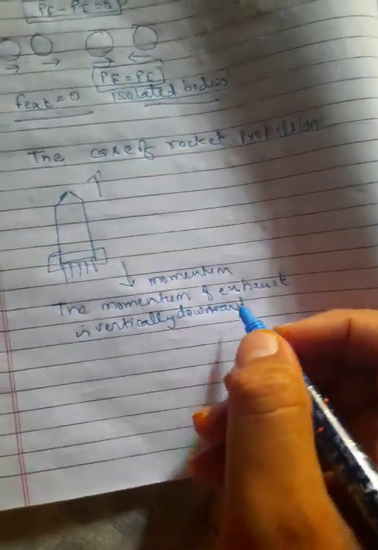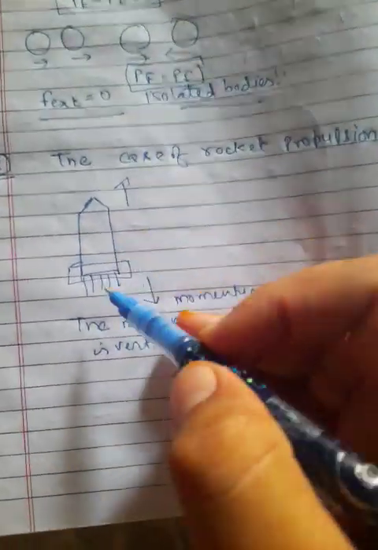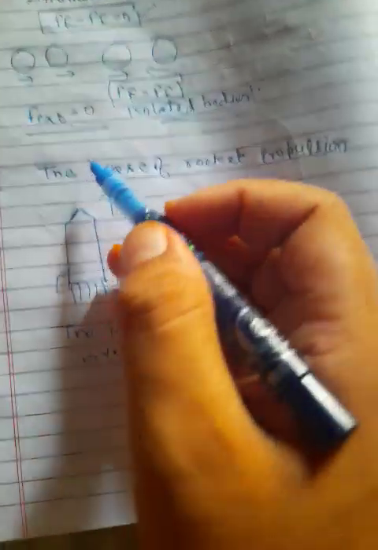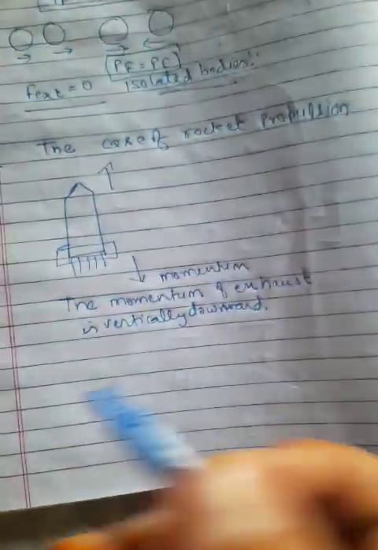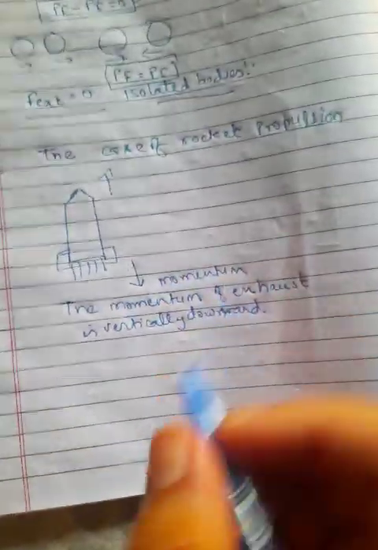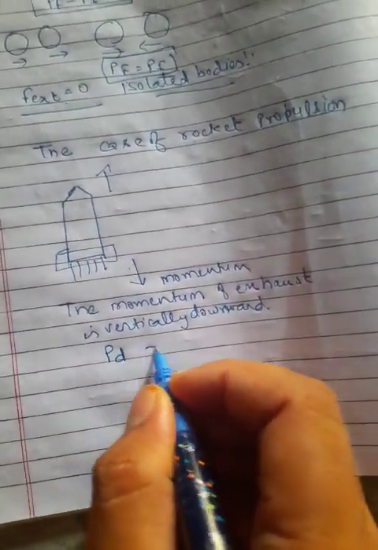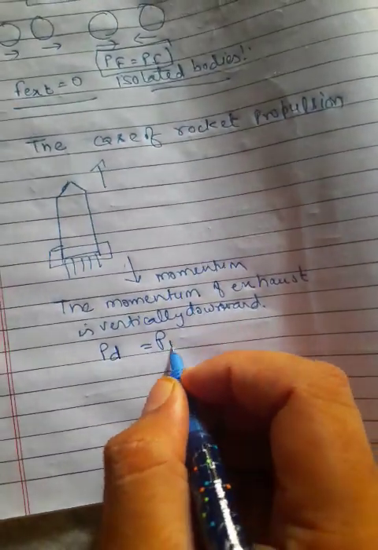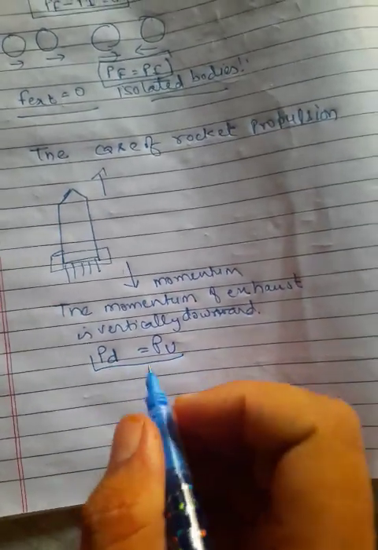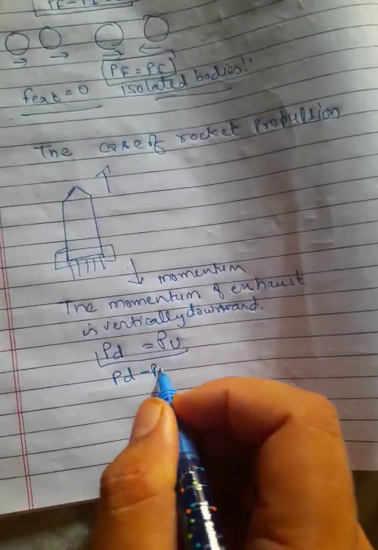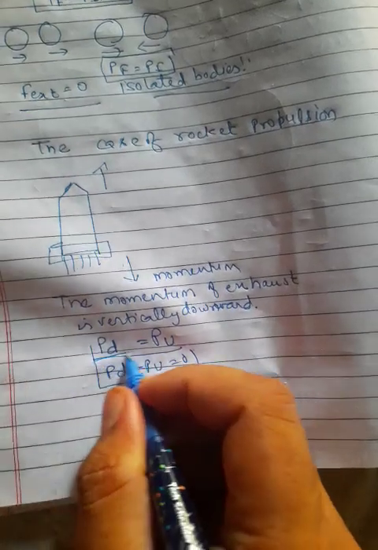By Newton's third law of motion, if you get momentum downside, the same momentum you will get upside also. So upside and downside momentum will remain the same. Momentum vertically downward equals momentum vertically upward. If both are equal, then the resultant will be equal to 0. So things will remain conserved.